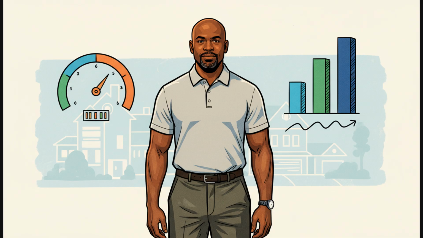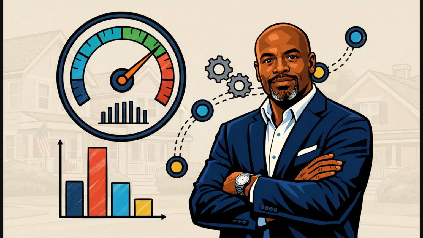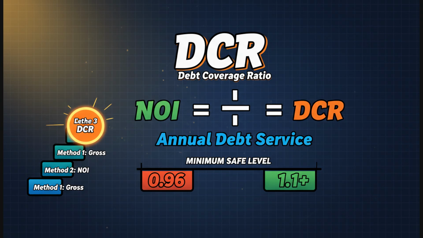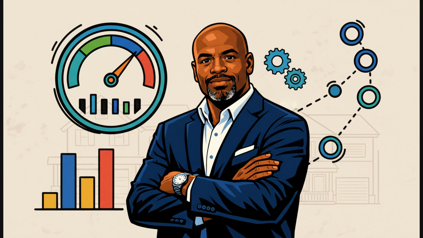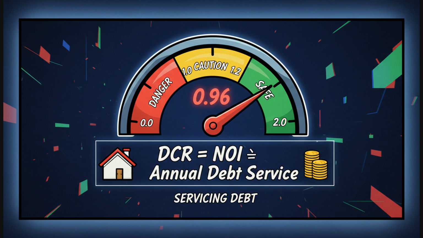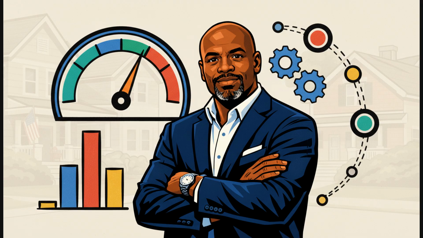Stick around. All right, here it is. This is the one I have been saving. The third method is the full cash flow calculation, and it includes something called the debt coverage ratio, or DCR. This is the number lenders look at. This is the number that tells you whether the property can actually service its own debt. And once you see how to calculate it, you will immediately spot which deals are winners and which ones are traps dressed up as opportunities.